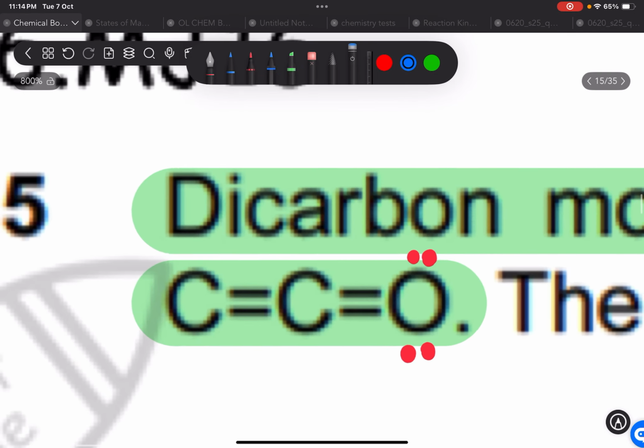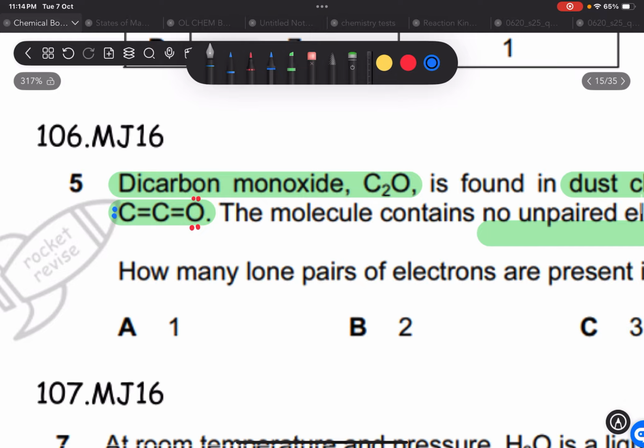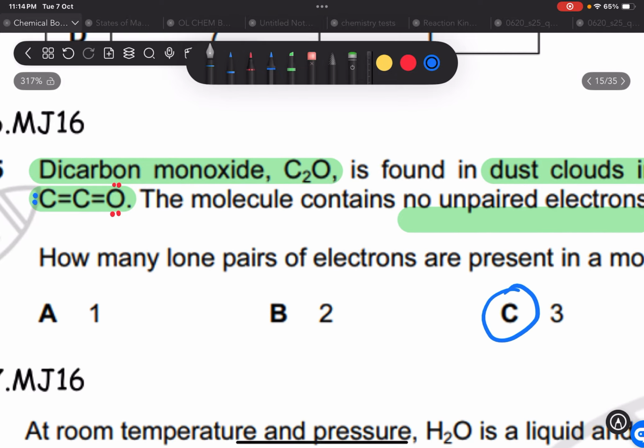Now we have carbon. This carbon has no lone pair because it had 4 electrons, all 4 involved in bonding. This carbon has how many? 2 involved in bonding, so there's gonna be 1 lone pair right here. There's gonna be a lone pair here. So how many lone pairs do we have? We have 3 lone pairs. You just had to figure out the structure.